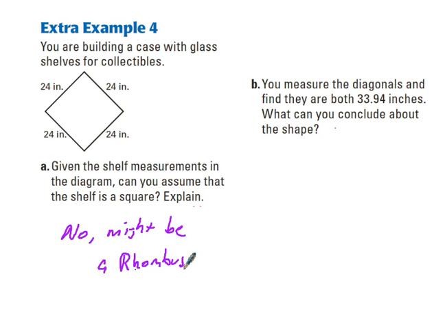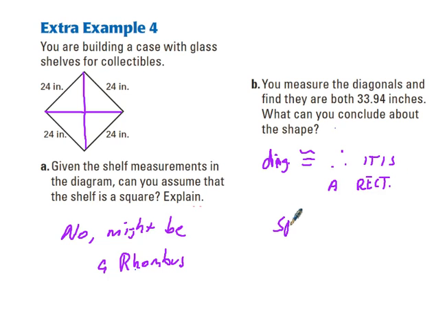So you measure the diagonals and find they are both 33.94. Oh, the diagonals are congruent. Diagonals are congruent, thus it is a rectangle. And it's a special rectangle called a square, because the sides are all congruent also.